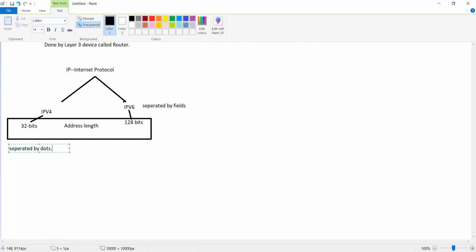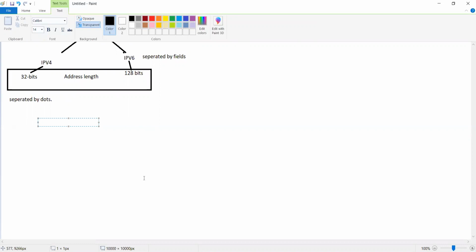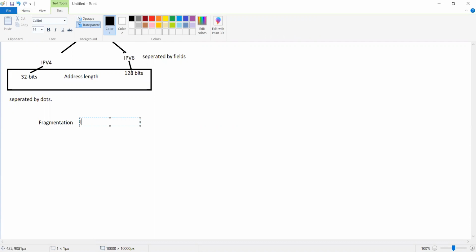Now, we'll discuss a concept called fragmentation. Fragmentation is similar to segmentation. What exactly happens in fragmentation is dividing the data into multiple fragments, which is called fragmentation.